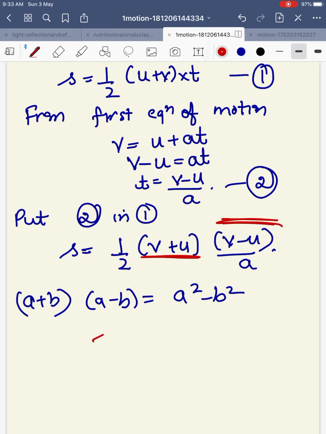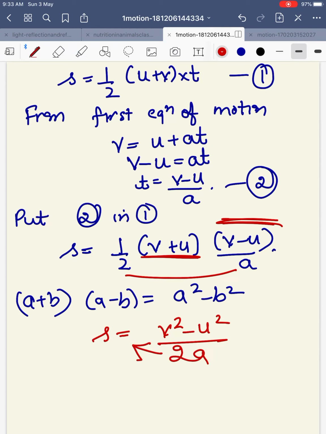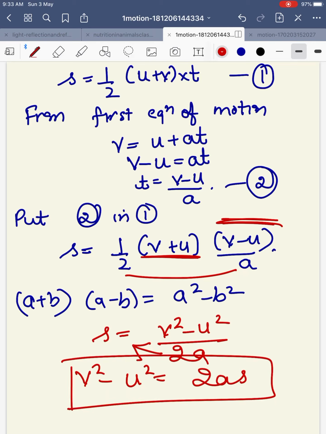So what will that become? V square minus u square. In denominator we have 2a. Take this 2a to the other side. V square minus u square is 2as. So this is our third equation of motion. Okay, at first go the equation can appear to be a bit tough, so you have to practice these equations again and again, one by one. Draw the graph and then solve these equations yourself. Okay, when you will be practicing regular, then you will understand really well.